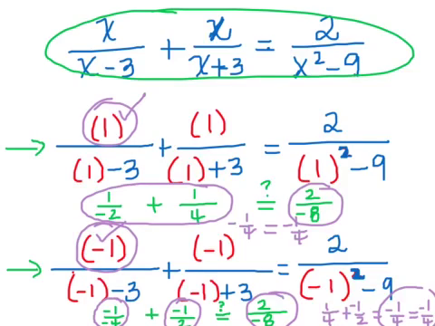So don't just always assume that it does or doesn't work. You need to really plug it in, and sometimes you'll even have one work and one not work. So that is how you check to see what your solutions are. So the answer to the question is that x equals both positive and -1 in this particular problem.